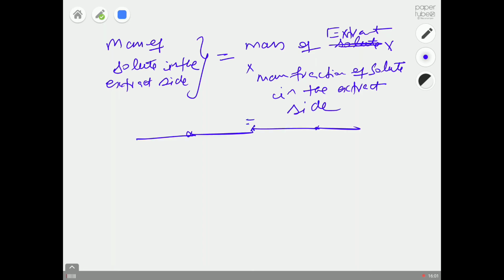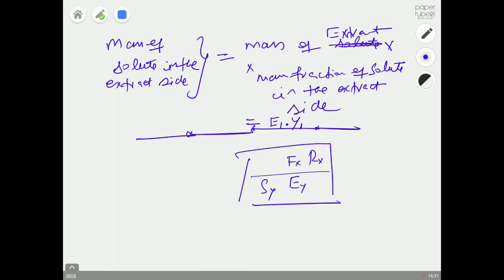So this is nothing but, what is that? Mass of extract is E1 multiplied by, what is this? Mass fraction of your solute in the extract side. This is Y1. So always remember this notation: Rx, Fx, Ey, Sy. Yeah, I think this is fine.